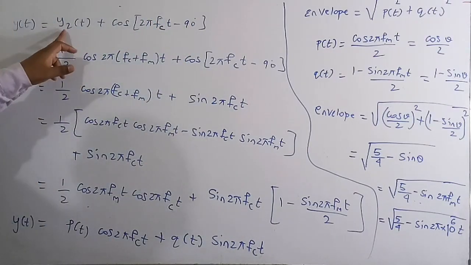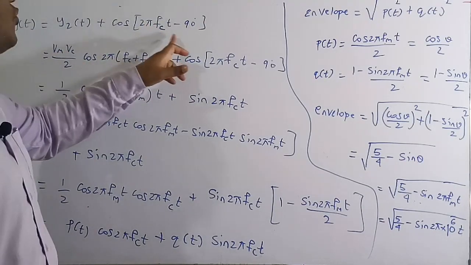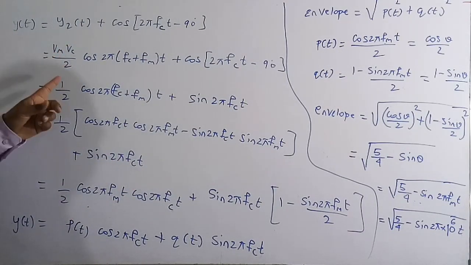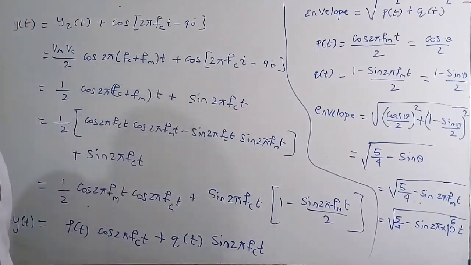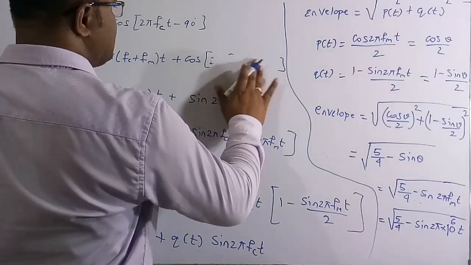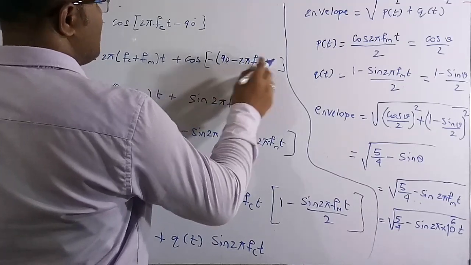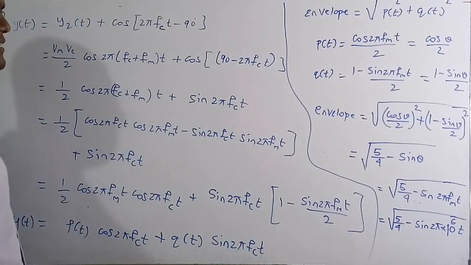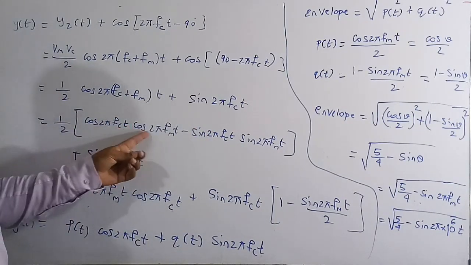So y of t is Vm Vc by 2 cos 2 pi (Fc plus Fm) t plus cos (2 pi Fc t minus 90 degrees). Vm is 1 volt and Vc is also 1 volt, so 1 by 2 cos 2 pi (Fc plus Fm) t plus the second term. Taking the minus as common, we get cos of minus (90 minus 2 pi Fc t). Cos of minus theta is again cos theta, and cos of 90 minus theta is sin theta, so we get sin of 2 pi Fc t. Now, cos (A plus B) is cos A cos B minus sin A sin B.